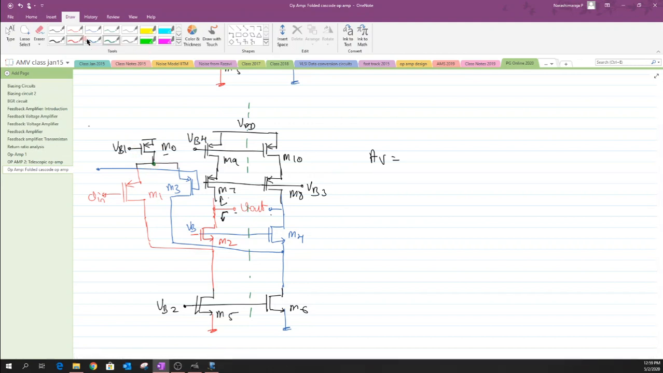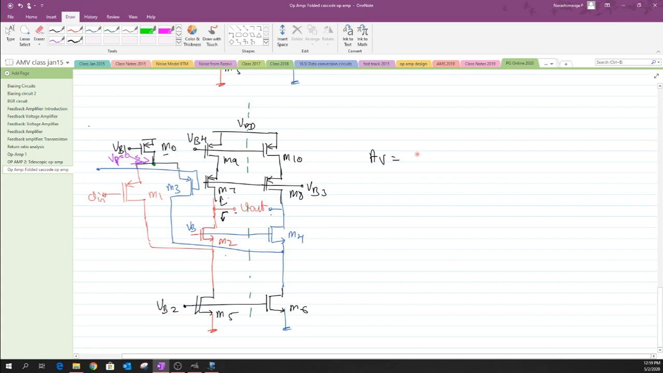Let me choose a different color. Yeah, so it is this particular node which we have as VP, and that is basically driven to ground. So now what is left over is just this configuration where the M1 transistor source terminal is connected to the ground, and then M1, M2, M5, M7 and M9. Okay, so using only these set of transistors, one could analyze the differential gain.